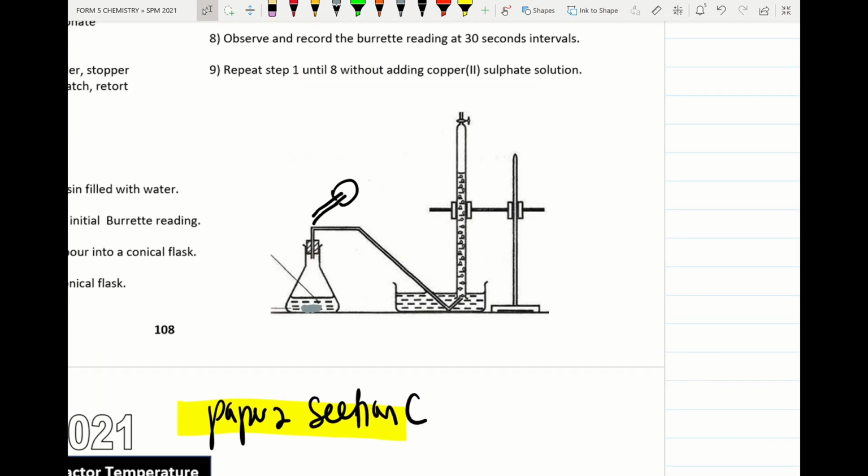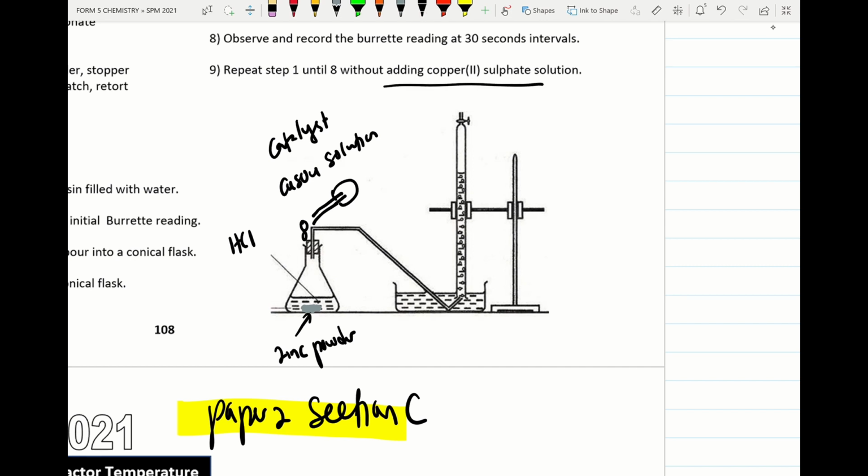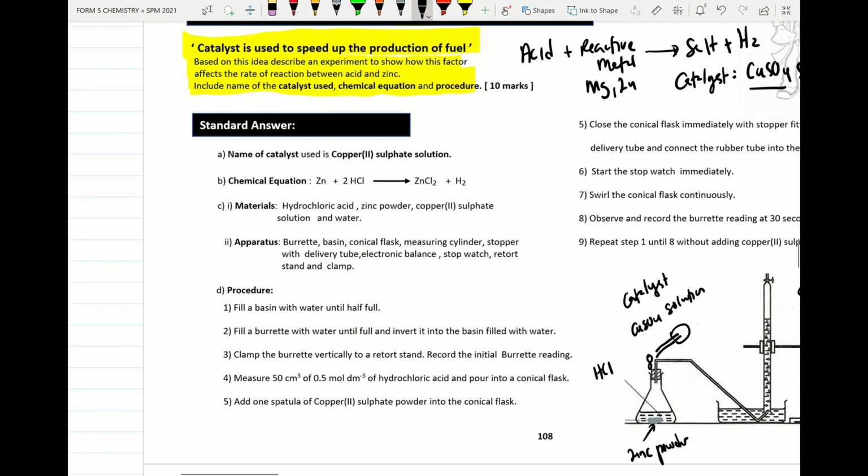Before we describe the experiment, we try to draw the experiment setup to get the idea. So we take hydrochloric acid added with zinc powder. In this first reaction, we add a few drops of copper(II) sulfate solution. The copper(II) sulfate solution will act as a catalyst, and the experiment is repeated without adding copper(II) sulfate solution. So we need to describe this experiment in this experimental question.